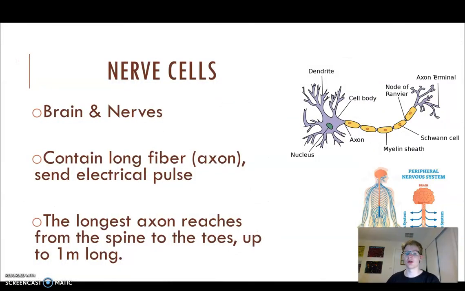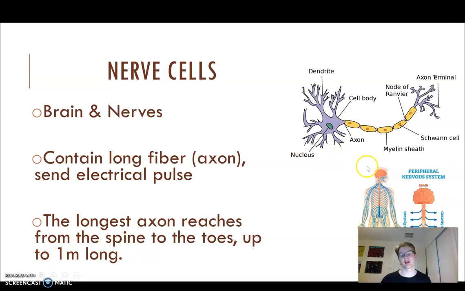All right. Next specialized cell, we've got nerve cells. In our nervous system, we have our brain and all our nerves. The nerve cells are actually really long. I mentioned before, cells are tiny little things, but these guys are small and thin, but really long. You can get nerve cells that are up to 1 meter long.